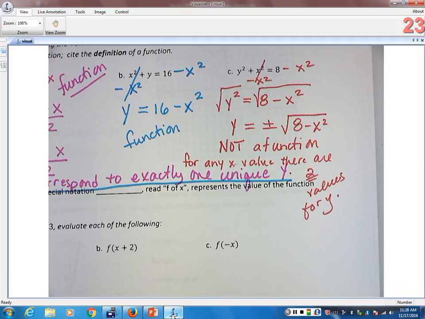And that means for every value of x, not just any one value, but for every single value of x, you have 2 different y values.